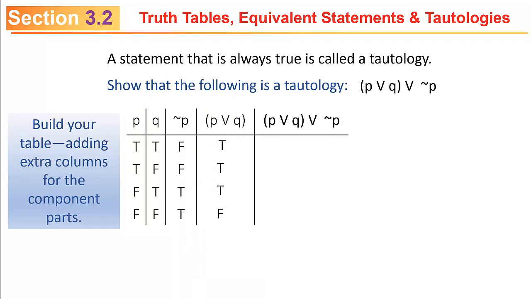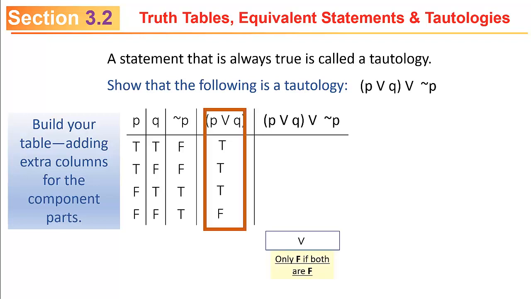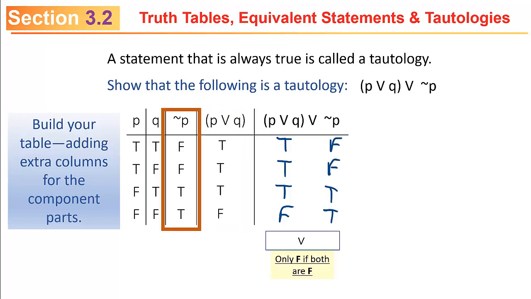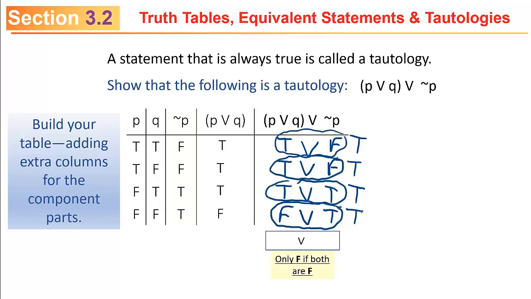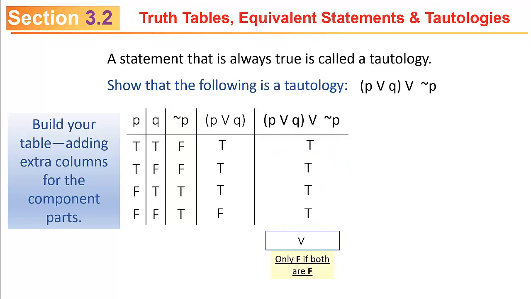Now you want to keep moving to the right, and you notice that for this last column, you have the P or Q done, so just transfer those values over. True, true, true, false, underneath the P or Q. And you already have not P done in an earlier column, so transfer the not P values over underneath the not P. And remember, it's an or in the middle. So we're doing or again, and an or is only false if they're both false. If you look through there, there is absolutely no place where they're both false. So that means they're all true. Hence the name tautology. And a tautology is a logical statement that's always true.